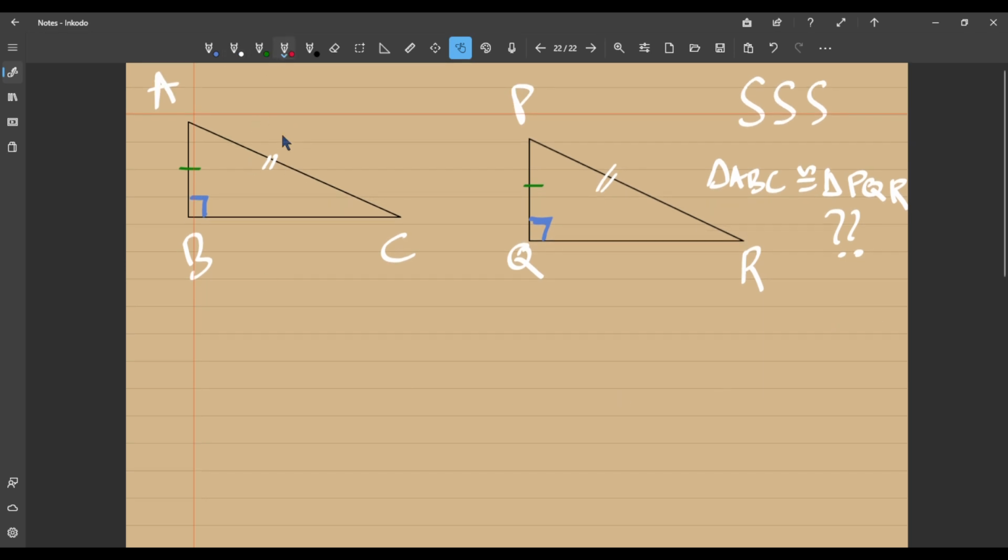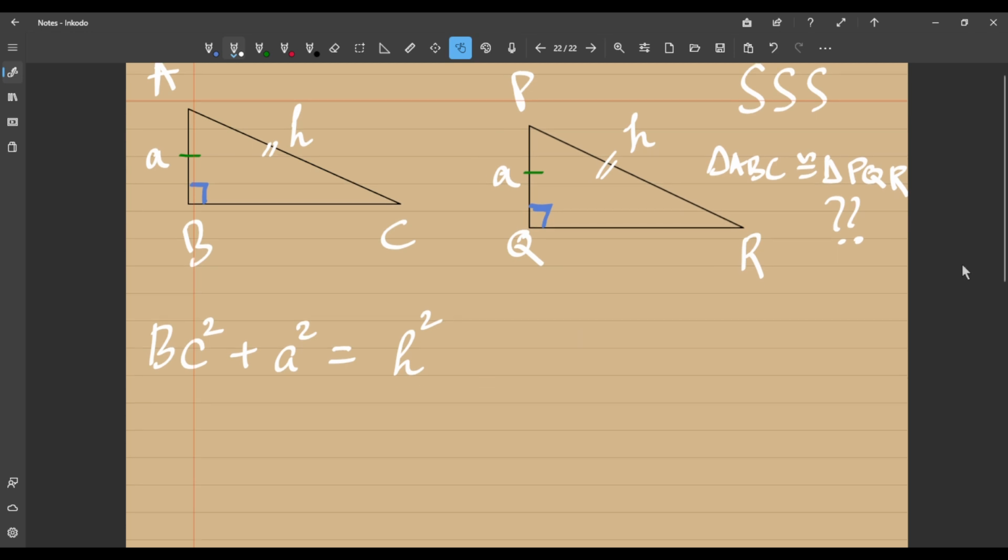If I know that this side is equal to this side, let me call this H for hypotenuse. So this will also be H because they both are equal, and this is some side, maybe I'll call it height, or rather A, and this is also A. So do we know something about BC and QR? Since this is a right angle triangle, we know that BC squared plus A squared should be equal to the hypotenuse squared, right? This is the Pythagoras theorem we all have learned so many times.